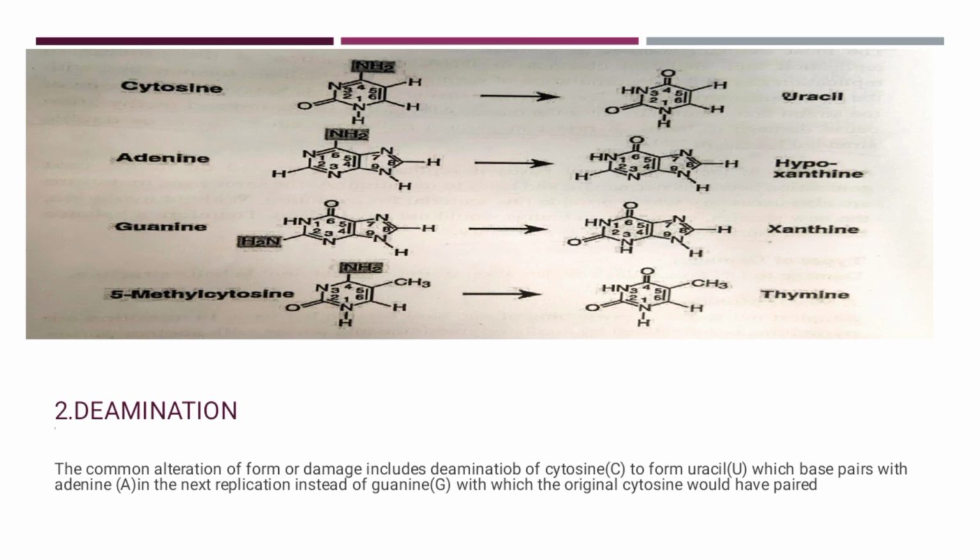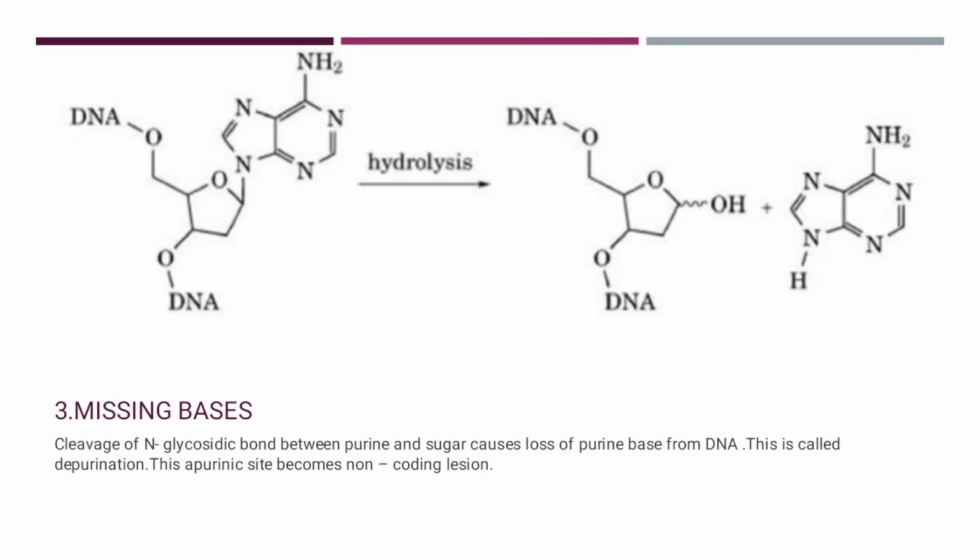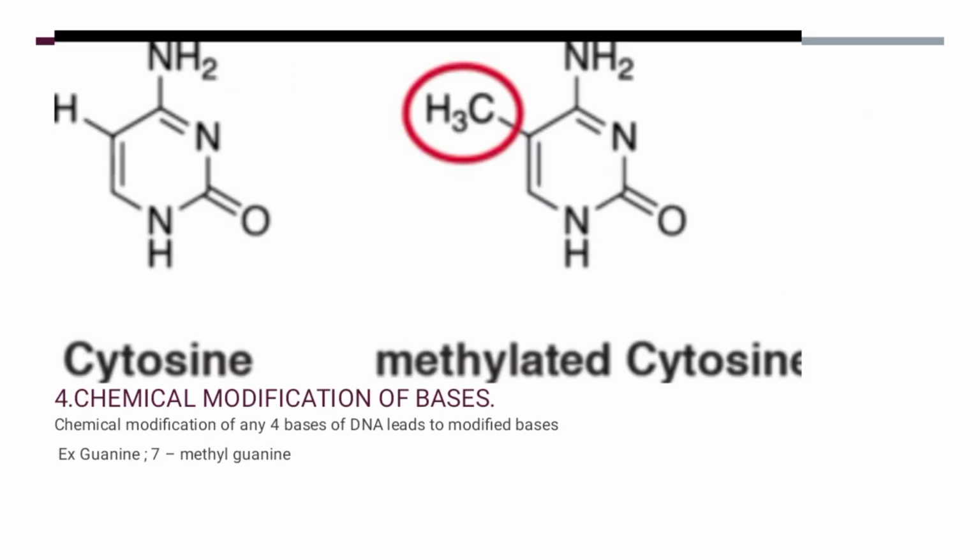Similarly, hypoxanthine results from adenine deamination. Third, missing bases: in this, the cleavage of the N-glycosidic bond between purine and sugar causes the loss of purine base from the DNA, and this is called depurination. This apurinic site becomes a non-coding lesion. And fourth one, chemical modification of bases. In this, any of the four bases of DNA leads to modified bases.